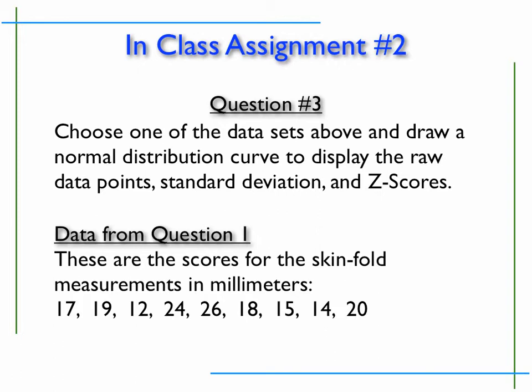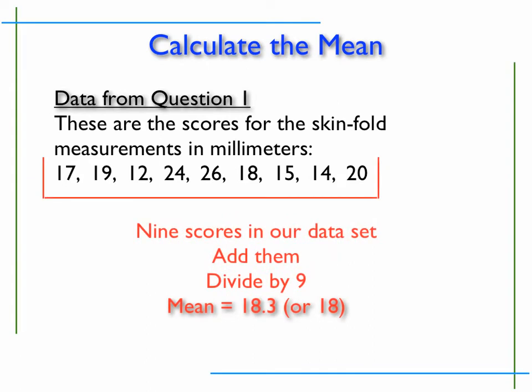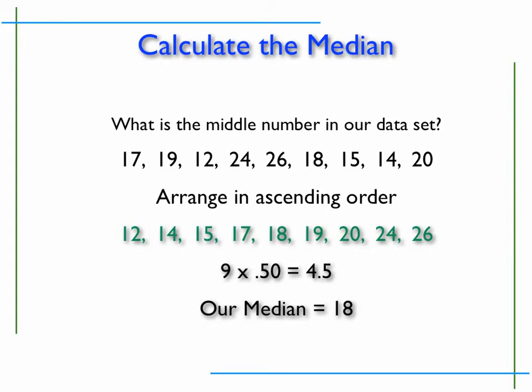These are the scores for the skin fold measurements in millimeters: 17, 19, 12, 24, 26, 18, 15, 14, and 20. The first thing we need to do is calculate the mean. Of course, to do this, we add the numbers and divide by 9 because there are 9 scores. The mean of the data is 18.3. It's also acceptable to round to the nearest whole number. Some people are confused by decimals or just don't like them, so it's okay to do that. Generally, in research, you want to keep the results in decimal form because it makes it more exact, but feel free to round.